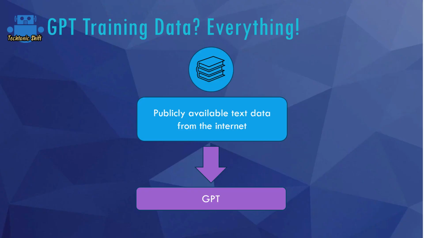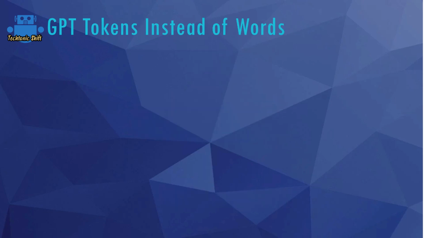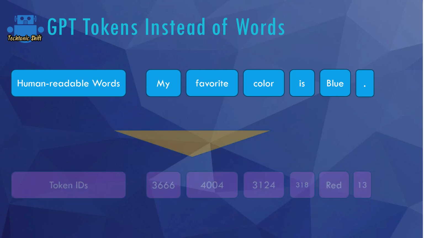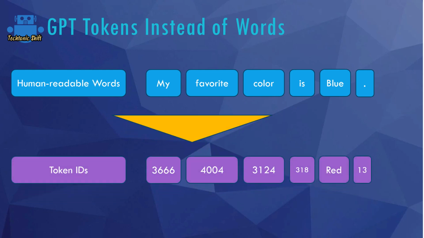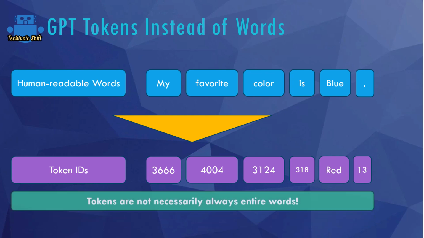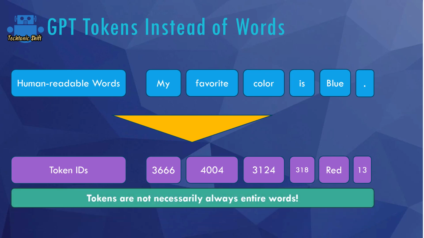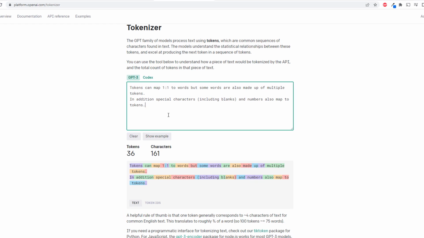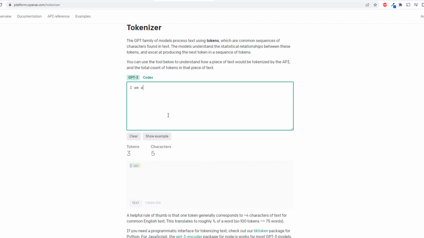So, a lot of training data was used, but it's worth knowing that for training those models, it was actually not the human readable words that were being used for training, but instead these words were translated to so-called tokens, where every token has its own unique ID. Now, these tokens aren't necessarily always entire words. Instead, you can roughly say that 75 words can be broken up into around 100 tokens. And it's these tokens and their IDs that are being used as inputs for these neural networks.